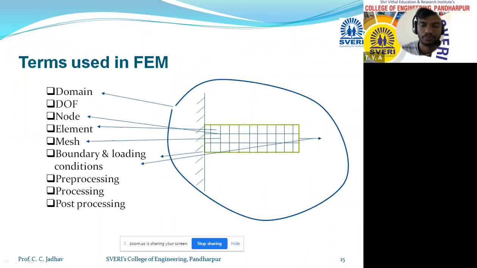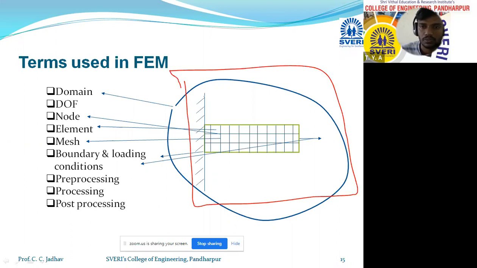Okay, so now you can see this is the point where we are interested in any FEM problems. Initially we have to focus on all these terms, not only regarding that problem, but in general. If you want to understand FEM very well, you have to understand all these terms in a very good manner. So first of all, I will take one example.